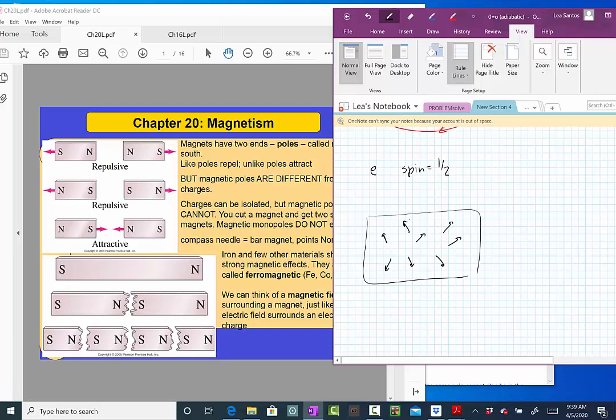So each tiny electron behaves as a magnetic field, but since in this material they all point in arbitrary directions, the net magnetic field, and I'm going to indicate magnetic field with the letter B, the net magnetic field of this material is just zero. Okay, so this is the magnitude of the magnetic field. So this piece of material that I'm looking at is not going to behave as a magnet.